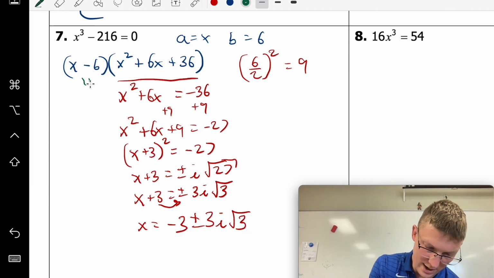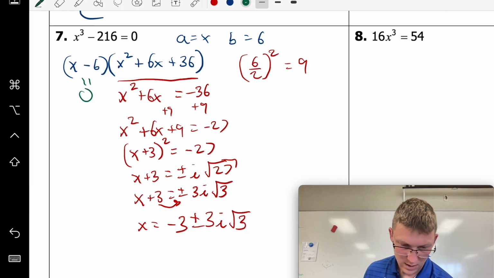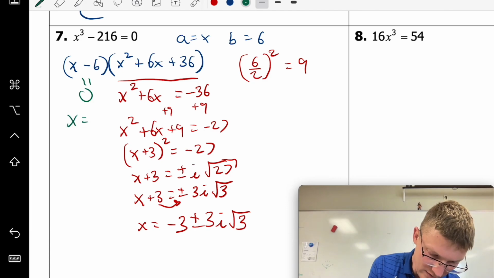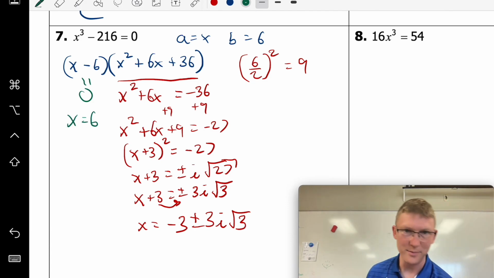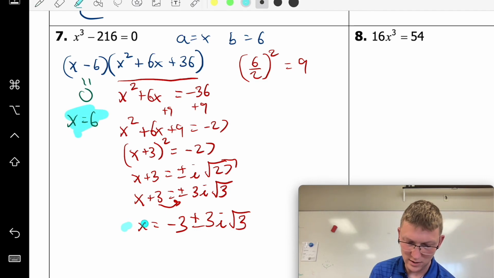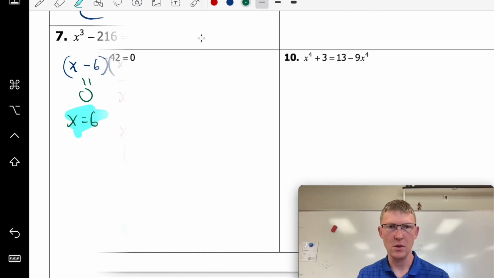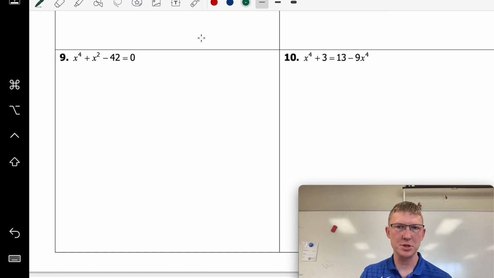Don't forget, we've got to set this one equal to 0. And then we get x equals 6. So there you go. At this point, I'm just going to highlight my answers and go. So to save some time, I'm just going to go straight to 9 and go down the left side of the page.